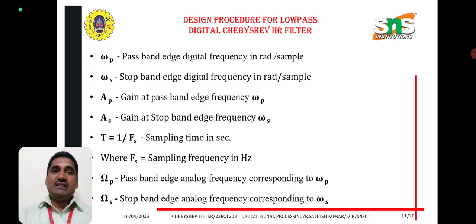Next, the design procedure of a low pass digital Chebyshev IIR filter. ωp is the passband edge digital frequency in radians per sample. ωs is the stopband edge digital frequency in radians per sample. Ap is the gain at the passband edge frequency ωp. As is the gain at the stopband edge frequency ωs. T is equal to 1 by Fs, where T is the sampling time and Fs is the sampling frequency. Ωp is the passband edge analog frequency corresponding to ωp. Ωs is the stopband edge analog frequency corresponding to ωs.